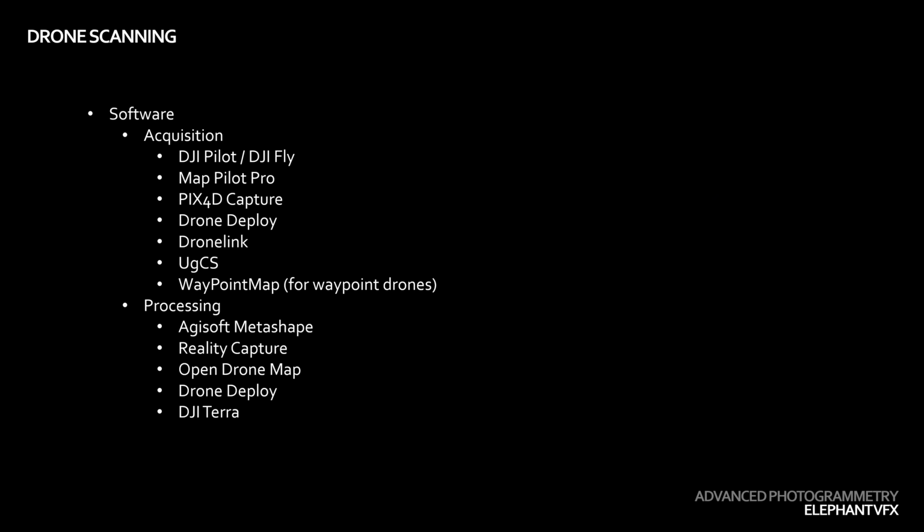Software. Okay, let's talk a little bit about software. We can divide this into different sections: acquisition software and processing software. So when I say acquisition, I basically mean software that can help you to plan your flight missions, to make everything automatic for you, so you don't need to fly the drone manually. This is extremely important for photogrammetry and for survey. You do not want to fly the drone manually.